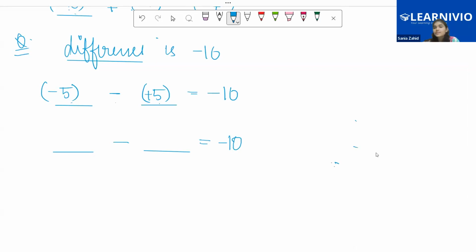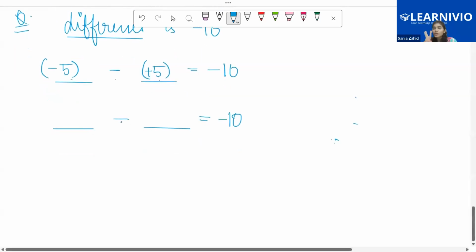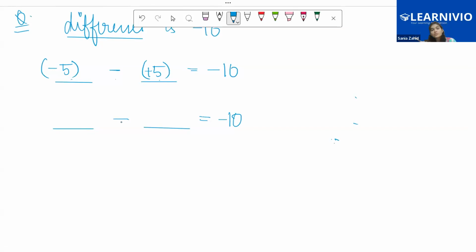Okay, you can think of it in this way. You have to take two numbers, and on subtracting those two numbers, your answer should be minus 10. So tell me any two numbers, on subtracting them, you should get 10. Any two numbers. Tell me, Salman, any two numbers, on subtracting them, you should get 10.